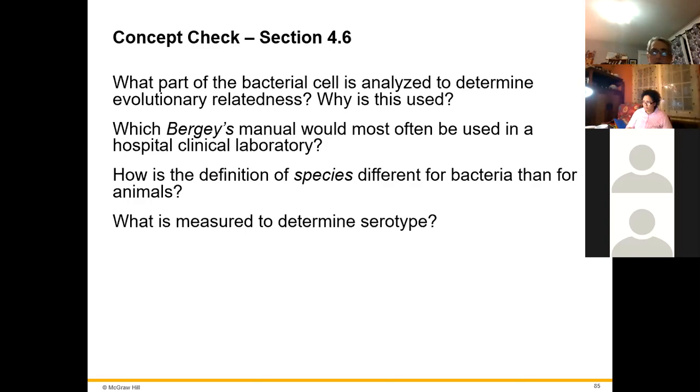So there were the two manuals. One is more clinical, the determinative manual, and the other one will talk about evolutionary relatedness. That's something you'd have to do in sequencing. A lot of times to look at evolutionary differences, we sequence the RNA patterns in ribosomes because they are the most stable.